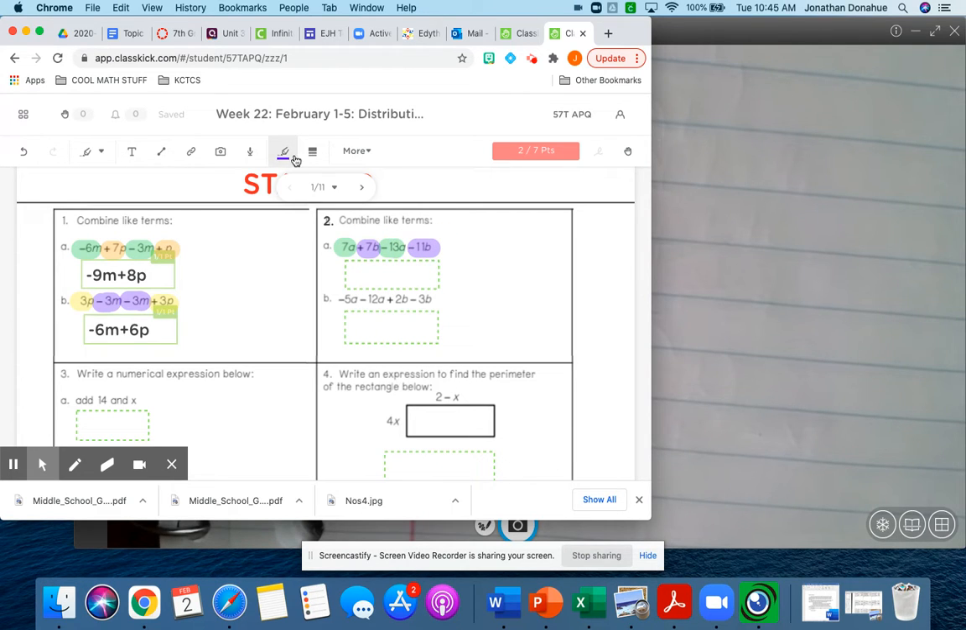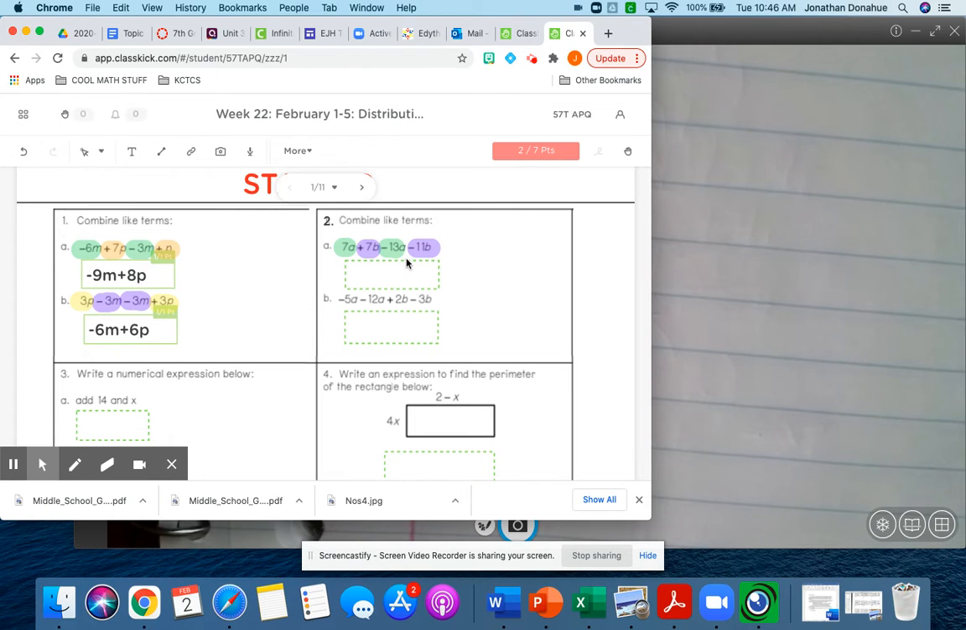It may be even easier to not use the highlighter and just use your pencil so you can circle, box, or underline your like terms. If we were in class, we probably wouldn't be using highlighters. We'd probably do more symbols around each like term. Let me jump over to my mouse.